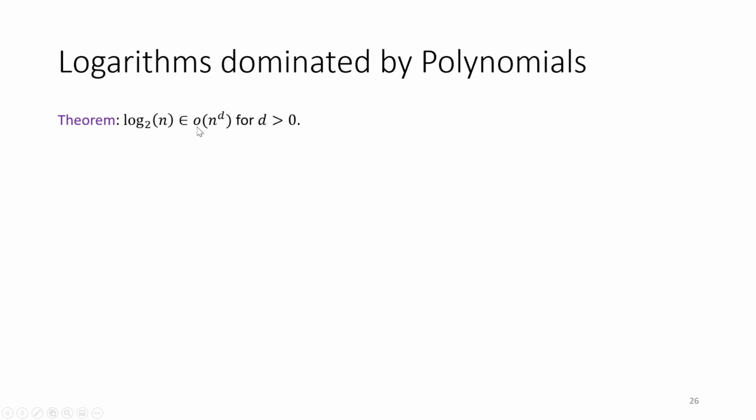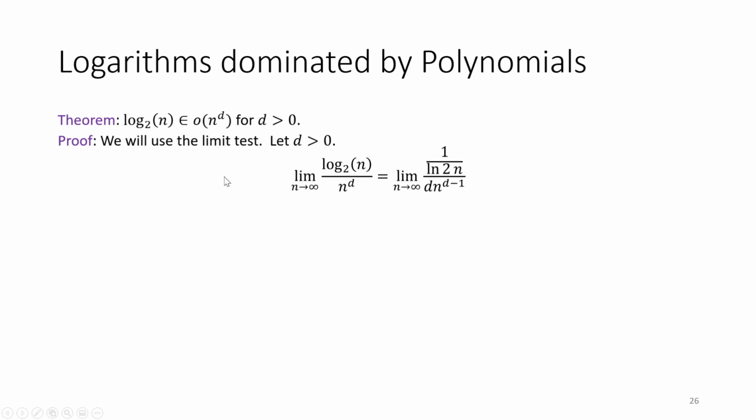How can we do this? Well, the little o is showing up. Maybe we can use a limit test. Let's throw it in a limit test. Okay, so I'm going to start my limit test off, and I'm going to pick some d greater than 0, whichever one you like. I could have done it the other way. I could do it this way. Okay, whichever way I want to do it.